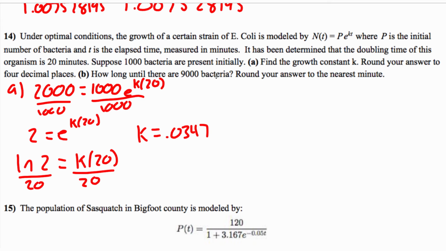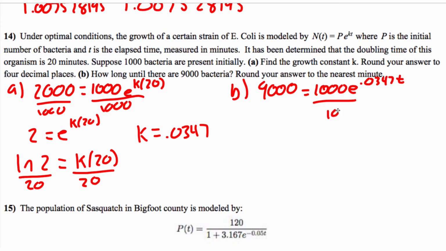Now what we want to do in part B is figure out how long it's going to take us to get 9,000 bacteria. So for part B, that n value on the left-hand side is now 9,000 equals 1,000 e. We're going to use this new k value that we just found, 0.0347 times our t, since we're trying to find the time.